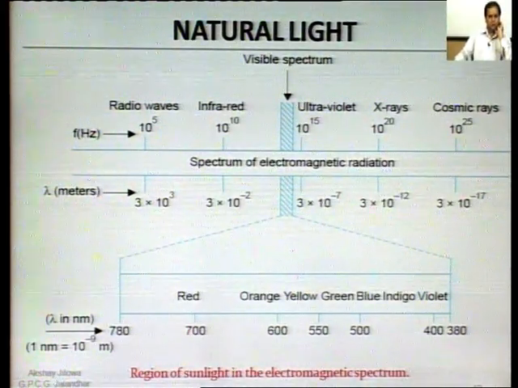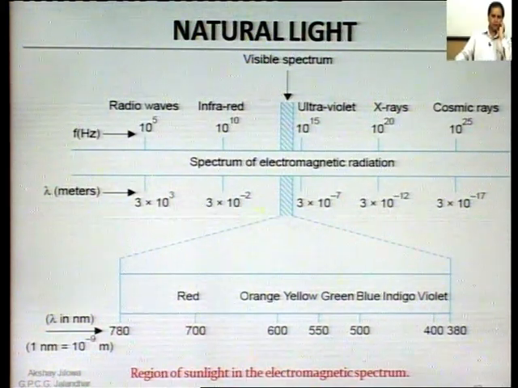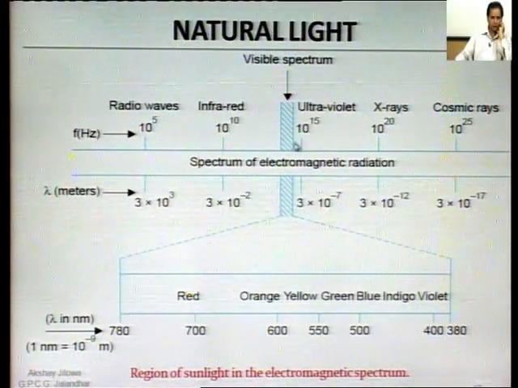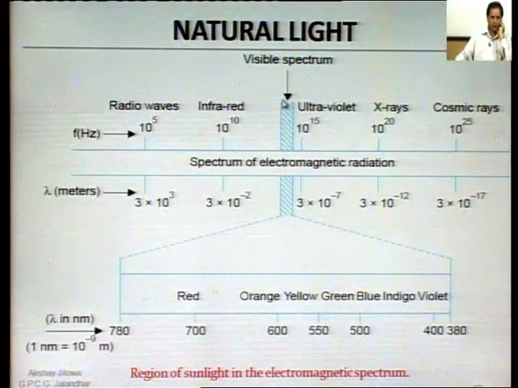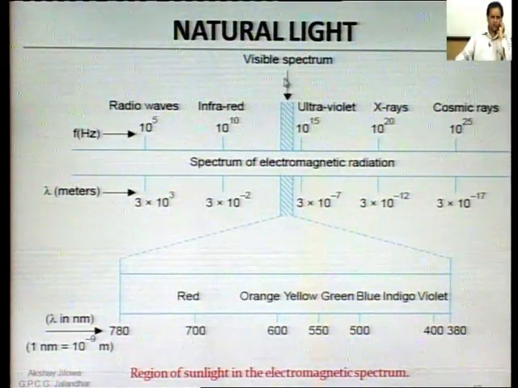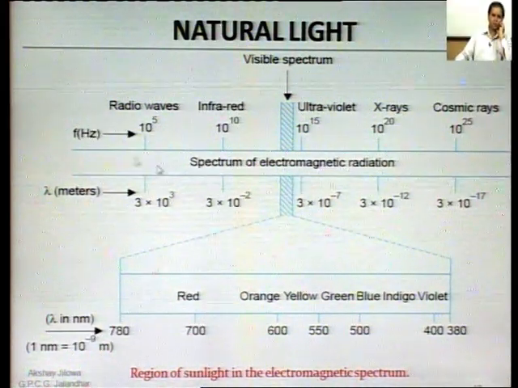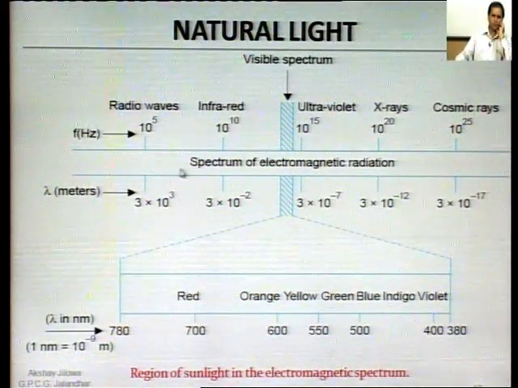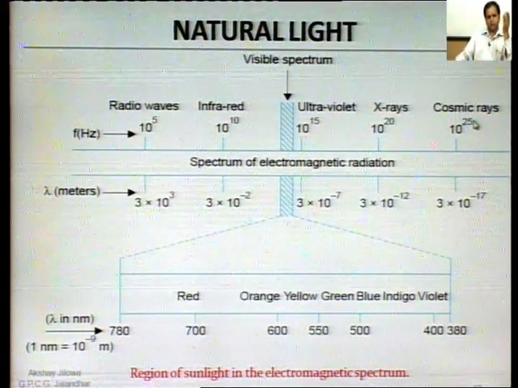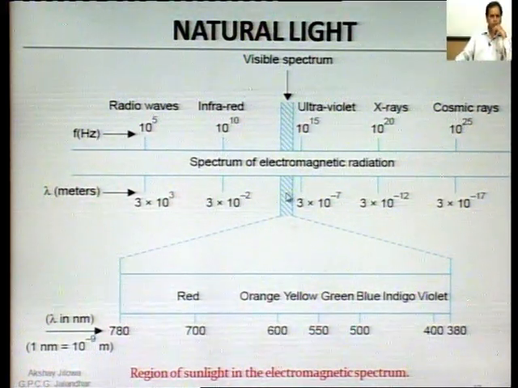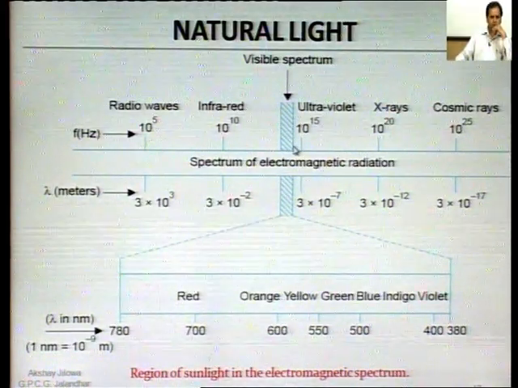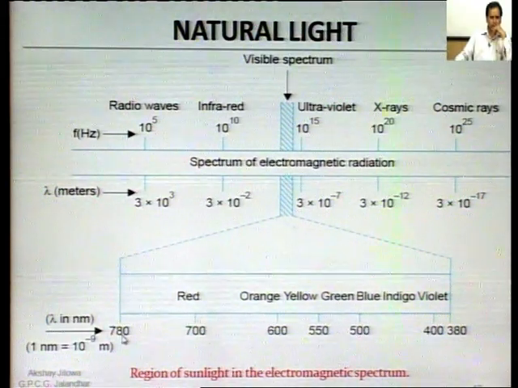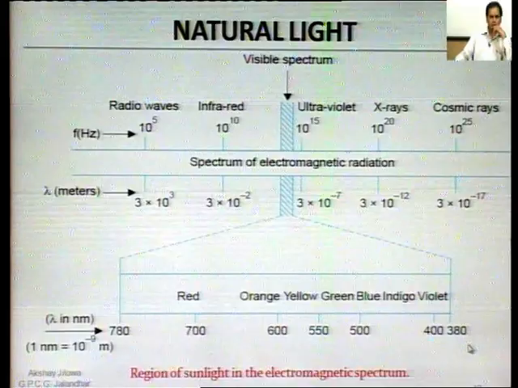This is the region of sunlight in the electromagnetic spectrum. This is a spectrum of electromagnetic radiation, and this is the visible spectrum. The spectrum which we can see is only a very small part, a fraction of the total spectrum. This is the spectrum of electromagnetic radiation. It starts from very low frequency and goes up to 10 raised to power 25 and more. So, this is the visible spectrum, and it extends from 780 nanometers to 380.